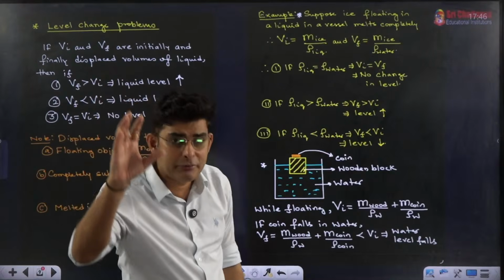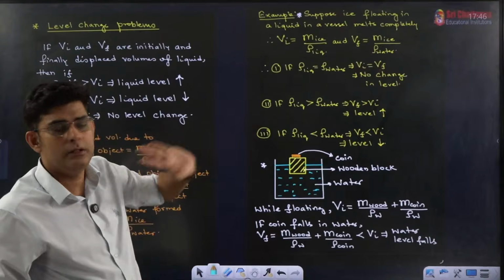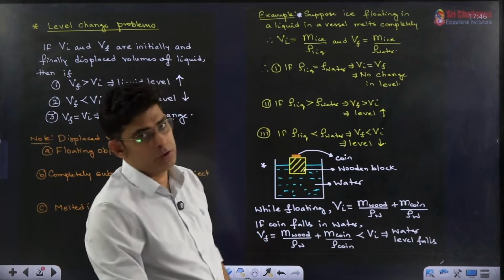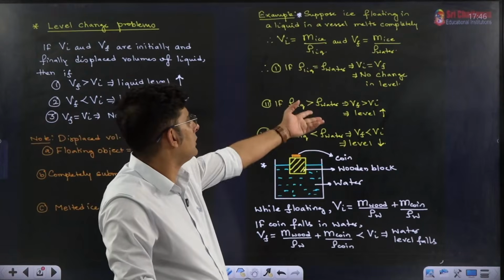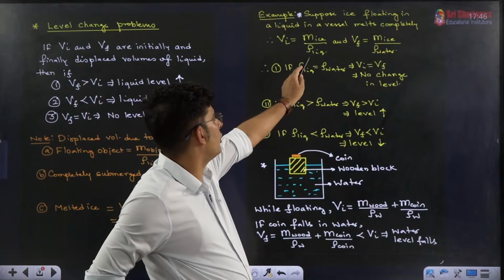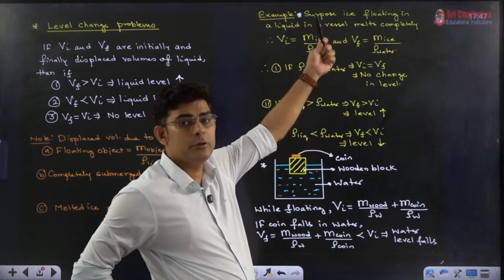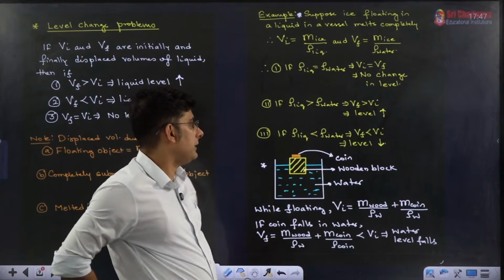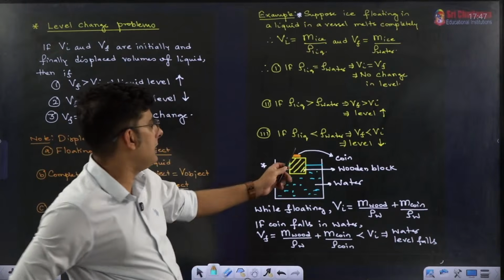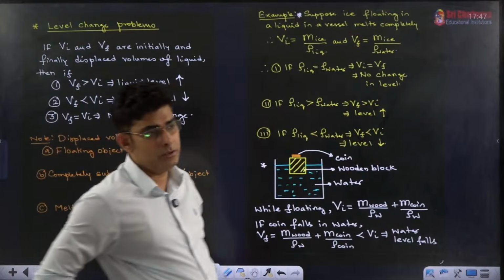Means when ice is floating in water and it melts completely, there is no change in the level of the water. Next, if rho liquid is greater than rho water, if the liquid is denser than water, then what will happen? In the initial volume, the denominator will become more, so initial volume will be less, final volume will be more, means we will say the level will go up. And if the liquid is lighter than water, denser than ice but lighter than water, in that case what will happen? Final volume will be less than initial, so the level will fall down.